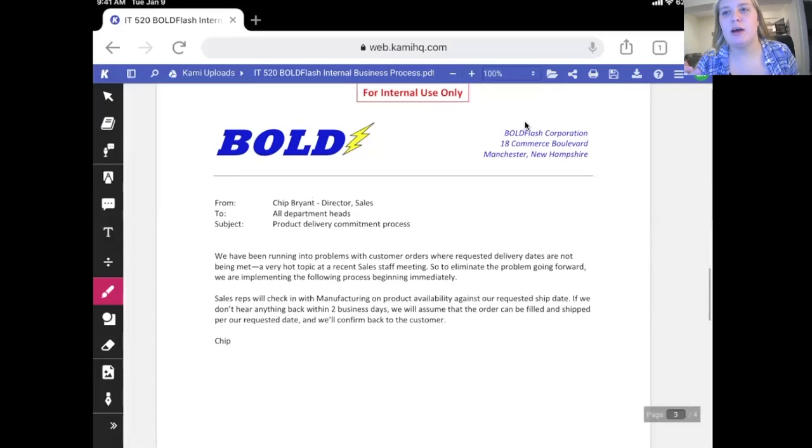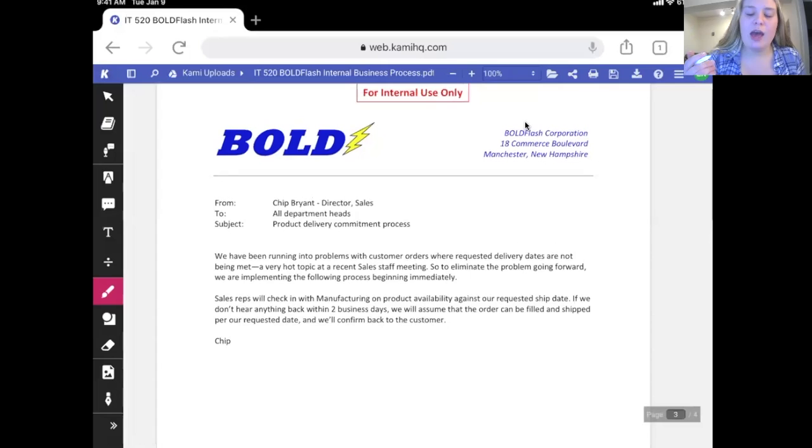Today for IT 520, I'm going to be going over how to better communicate and improve memos, specifically this memo here from Chip Bryant for BOLDFlash, the fictitious company. We're going to be going through this piece by piece and figuring out how we can apply the best practices of communication to make our message clearer, concise, and just easily accessible.